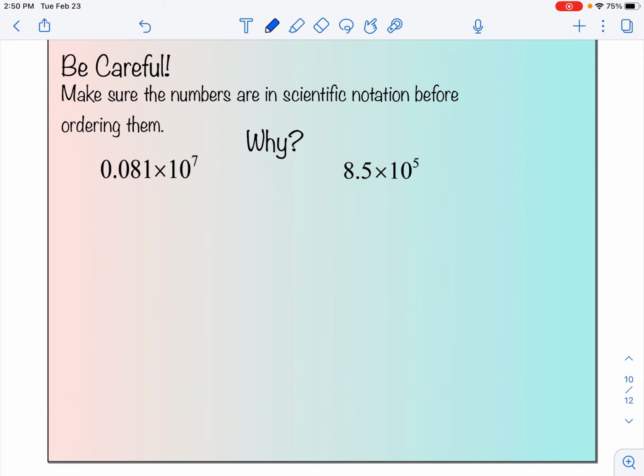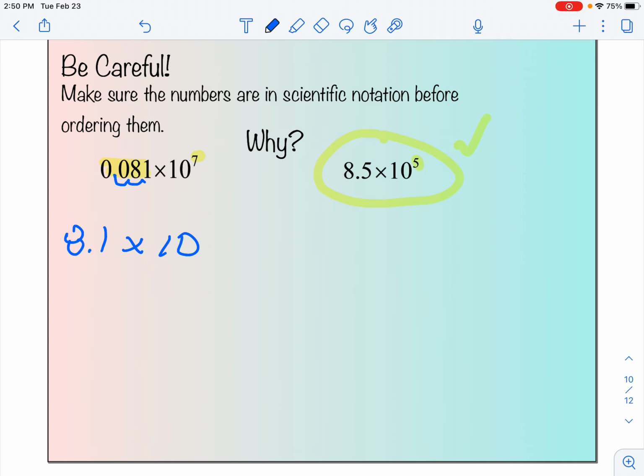Okay, so be careful, because you have to make sure the numbers are in scientific notation before you order them. Because right now that's a 7 and that's a 5. But notice, that's not a number between 1 and 10. The second number is in scientific notation, the first one is not. So I need to change this into scientific notation. And so I need to move the decimal point over 2 places to get 8.1 times a power of 10.